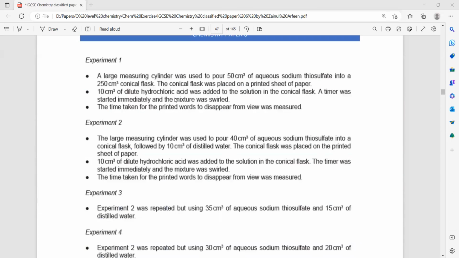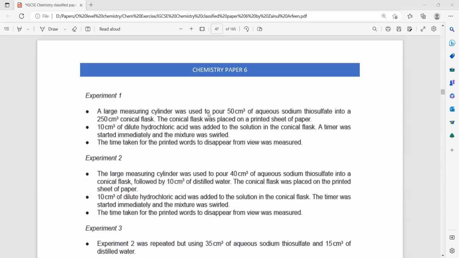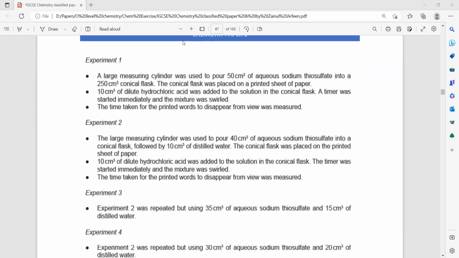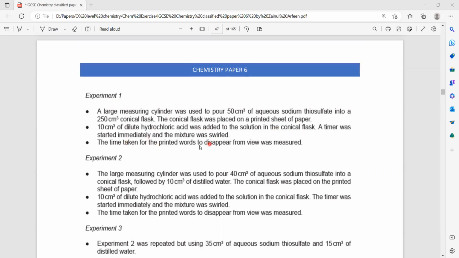So in experiment 1, a large measuring cylinder was used to pour 50 cm³ of sodium thiosulfate into a 250 cm³ conical flask. Then the conical flask was placed on a printed sheet of paper and 10 cm³ hydrochloric acid was added. A timer was started immediately and the mixture was swirled. The time taken for a printed word to disappear was viewed.